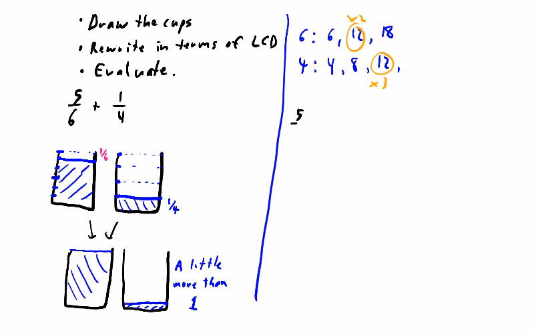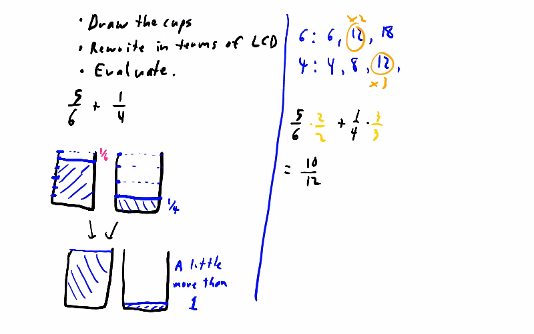So we need to take 5/6 and multiply it by 2/2, which once again is the multiplicative identity. Plus, we need to take 1/4, and we're going to have to multiply that by 3/3. So let's come down a line. If we multiply 5 times 2, we get 10. 6 times 2, we get 12. So 10/12 is the same proportion as 5/6.